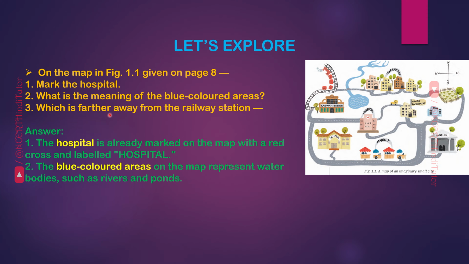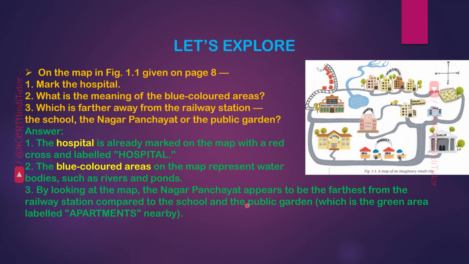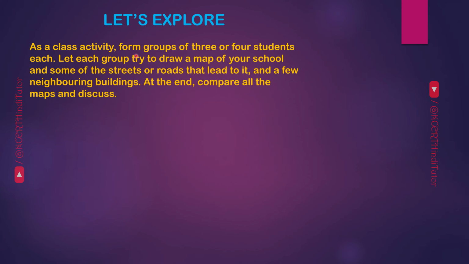Third, which is farther away from the railway station: the school, the Nagar Panchayat or the public garden? Answer: By looking at the map, the Nagar Panchayat appears to be the farthest from the railway station compared to the school and the public garden, which is the green area labeled apartments nearby. So friends, this is the railway station, this is the school, here is the public garden, and this is the Nagar Panchayat.